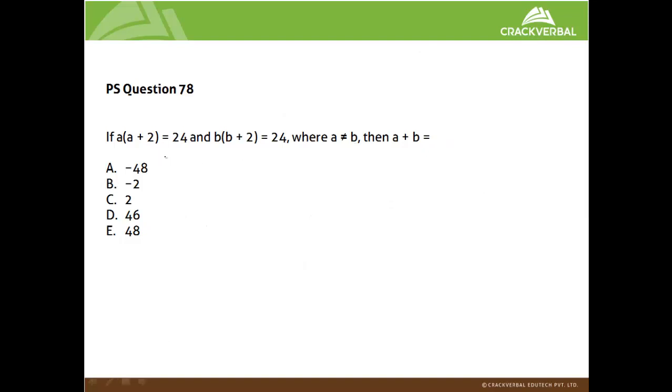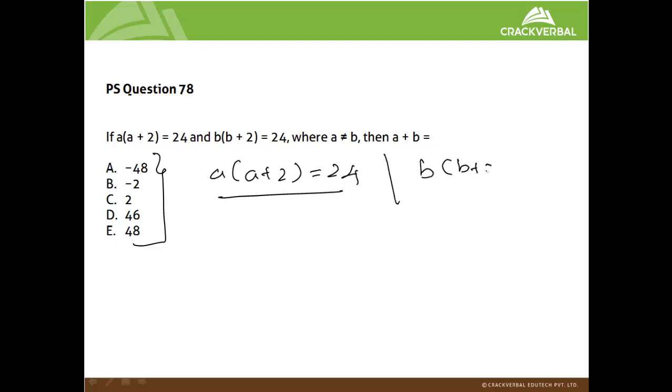Now let's see the logical way of solving this question. The logical way here would be using the properties of integers, because they have given a into a plus 2 is equal to 24. That is, the product of two numbers is 24. Similarly, b into b plus 2 is equal to 24, which is again a similar quadratic equation, again saying the product of two numbers is 24.